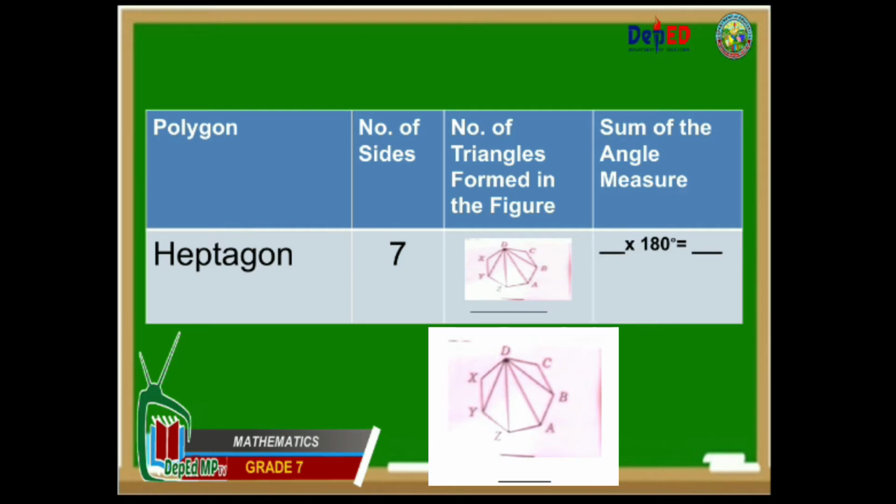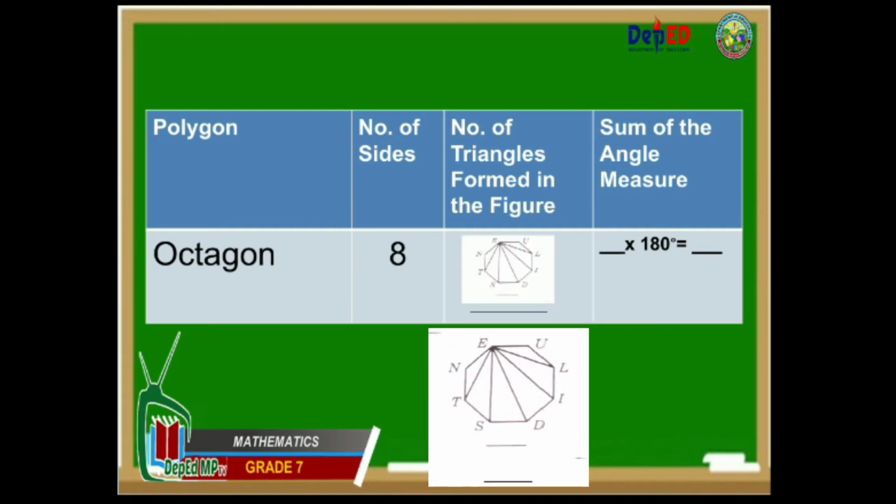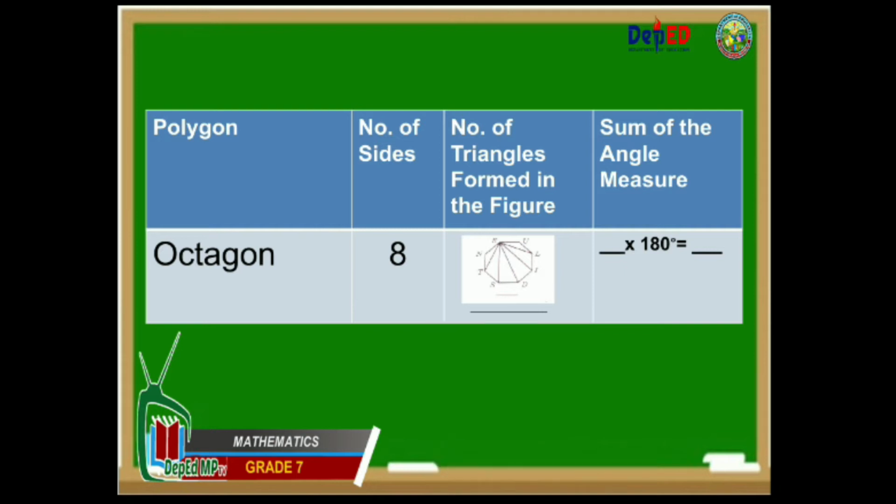Next is a heptagon. The number of sides is 7. The number of triangles formed in the figure is blank. To get the sum of the angle measure, blank times 180 degrees is equal to blank. Last is an octagon. The number of sides is 8. The number of triangles formed in the figure is blank. To get the sum of the angle measure, blank times 180 degrees is equal to blank.